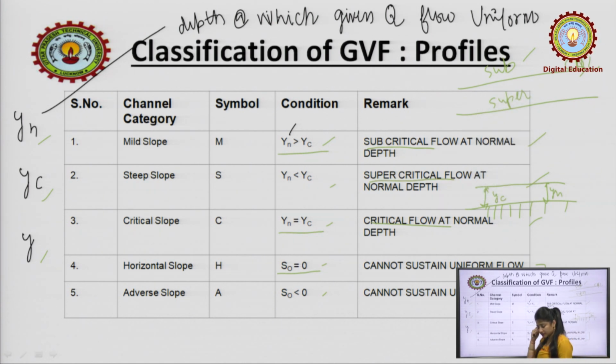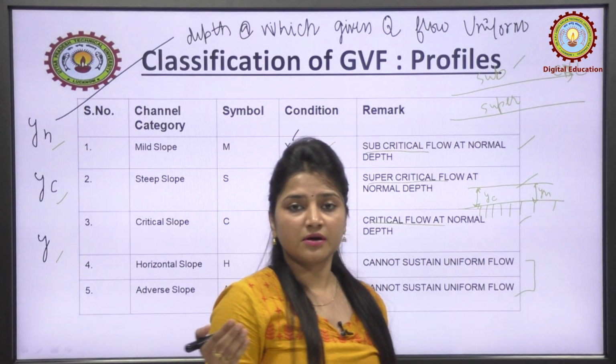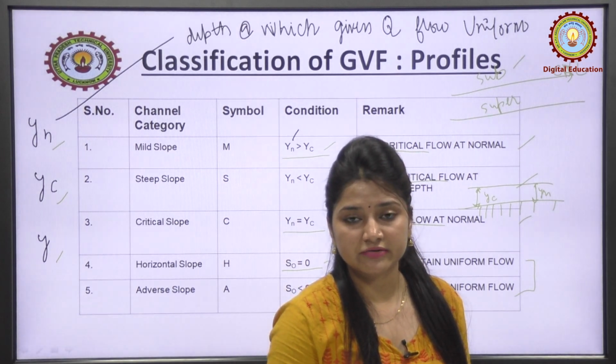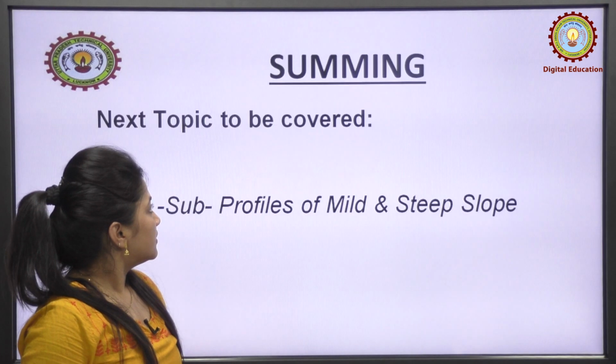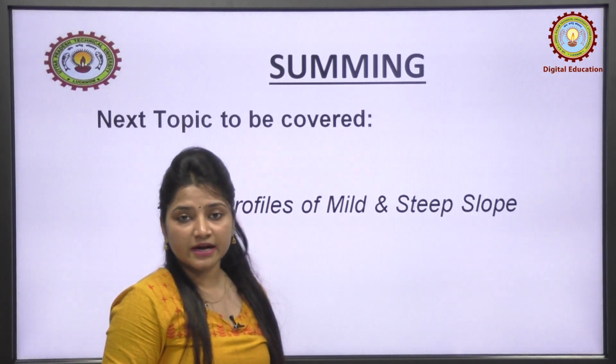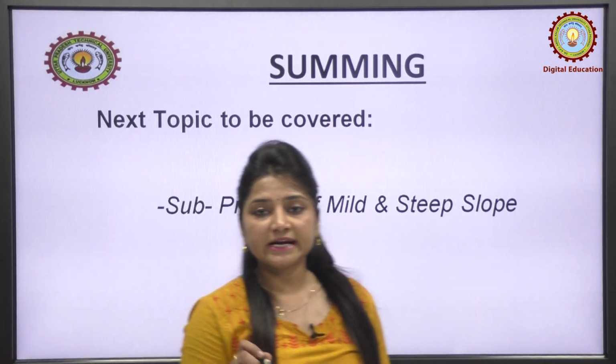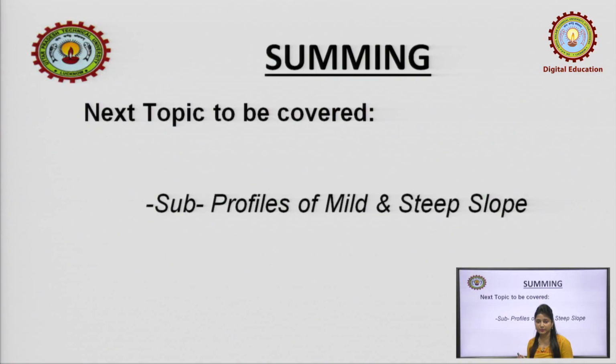This is all about the basic categorization of gradually varied flow into 5 major sections: mild, steep, horizontal, critical and adverse. In our next video, we will study the further categorization of mild and steep profiles in detail, that is, the formation of M1, M2 and M3, S1, S2 and S3.